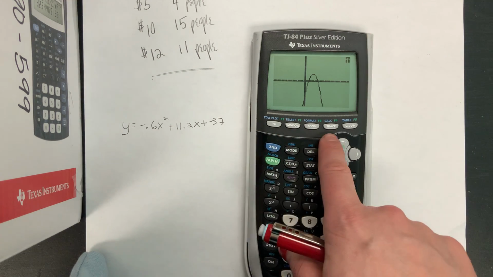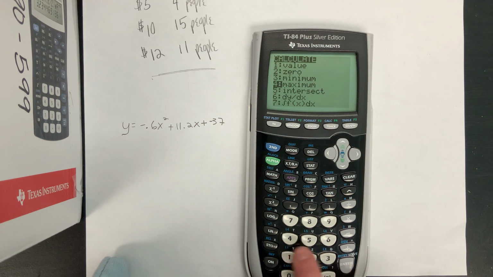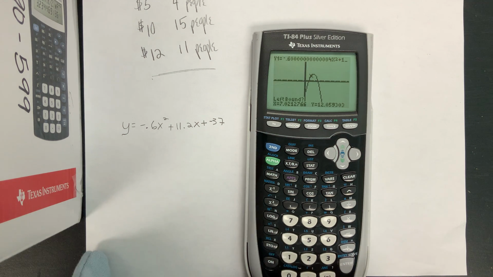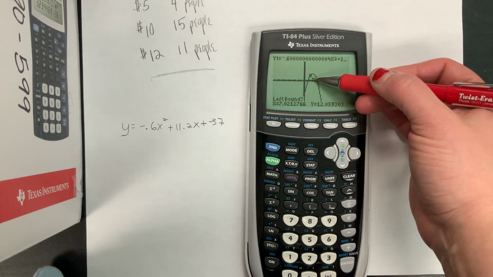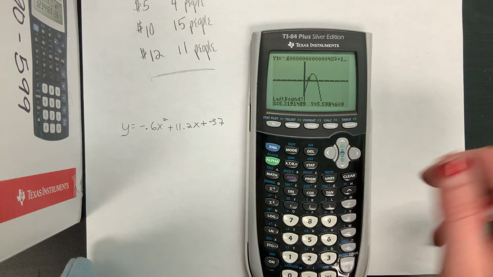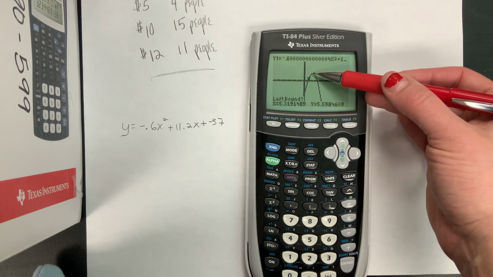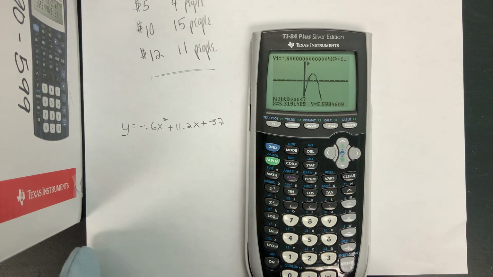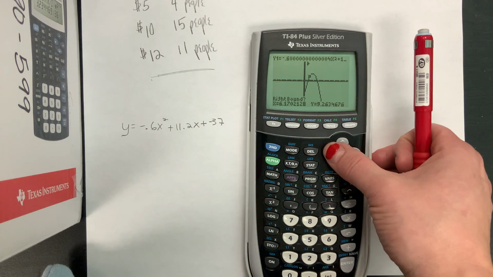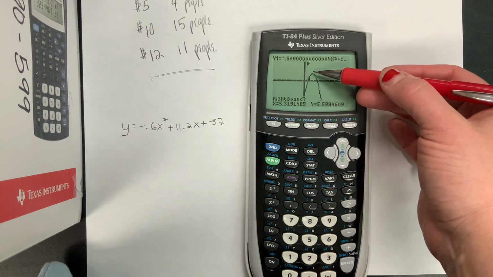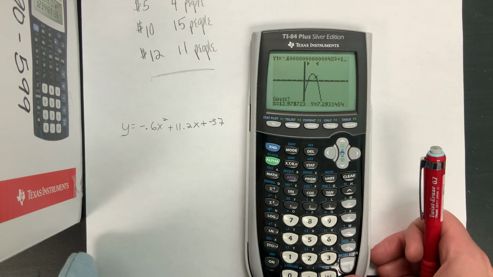So I'm going to go to second, calc, maximum, so you press the 4. Now it says left bound, so I'm looking at my blinking cursor here, and I need to ask the question, is it left of my vertex of my maximum that I'm trying to solve for? Okay, right now it is, so I'm going to press enter. And then I'm right bound, so right now my blinking cursor is left of that vertex, so I need to move it over here to the right. Then I can press enter.